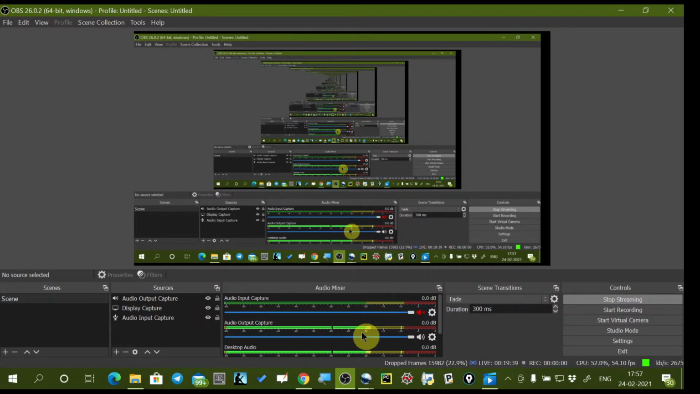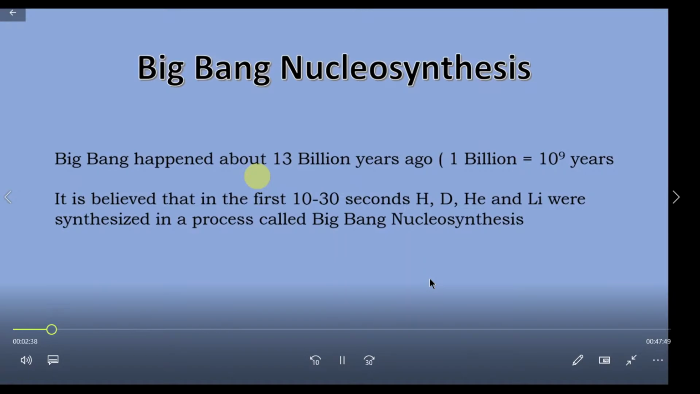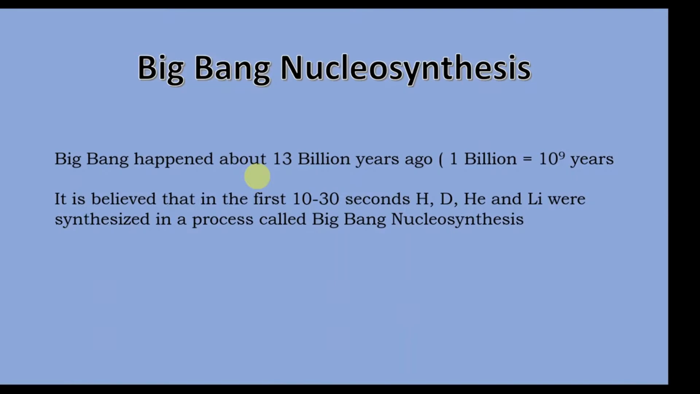1 billion is 10 to the power of 9. It is now known, and there is sufficient evidence for this, that in the first 10 to 30 seconds, the primordial nuclei, like hydrogen, deuterium, which is an isotope of hydrogen, helium nucleus and lithium were synthesized in a process called the Big Bang nucleosynthesis. Well, hydrogen nuclei is just a single proton. Deuterium is a combination of proton and neutron. Well, these are the most elementary nuclei that we know of.